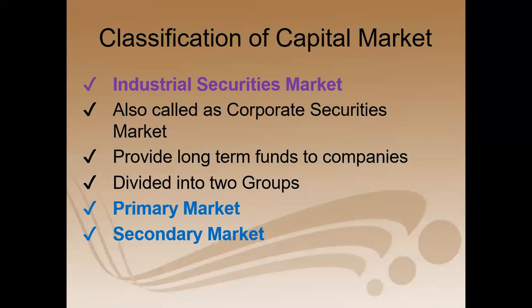First is your industrial securities market, government securities market, and the long-term loan market. Let us see the first part, industrial securities market. The industrial securities market is also called a corporate securities market. Why? Because majorly the corporate firms like private companies and public companies raise funds from the corporate securities market or industrial securities market. The major players are the company and the public, like your share market. They are providing long-term funds to the companies.